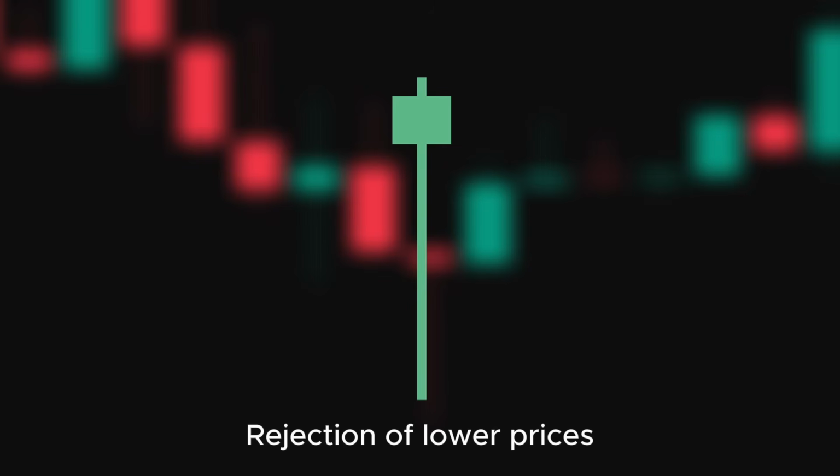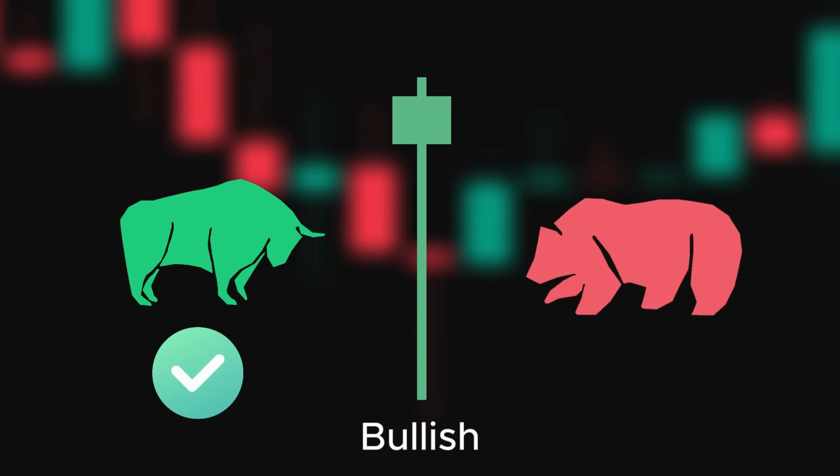It shows that at those low prices there was no more interest in selling, and instead the buying interest increased, so the price went up near the opening price. This candle is naturally a bullish candle because it shows that in that time period the buyers had the upper hand, but the interpretation depends on the context, on where the candle forms on the chart.